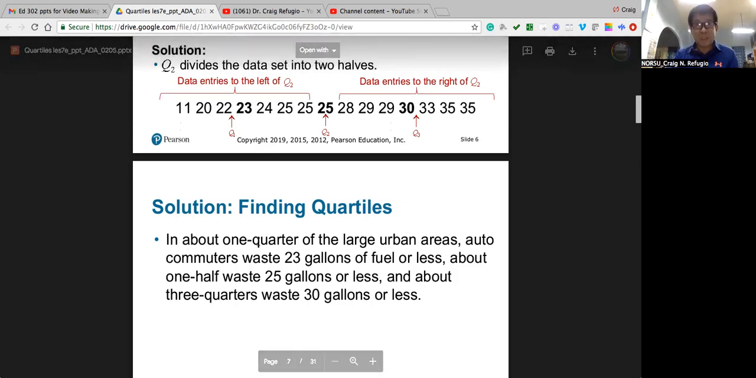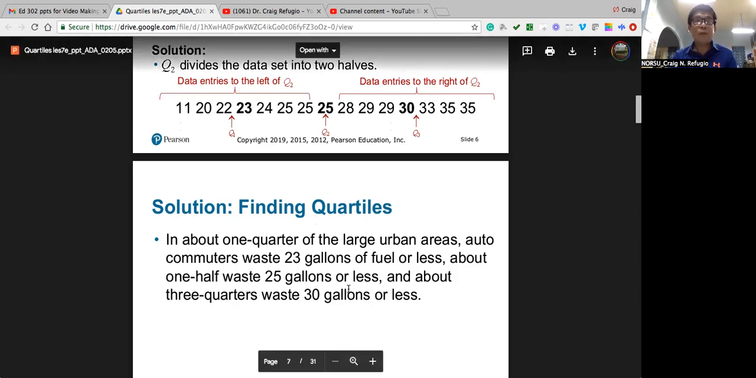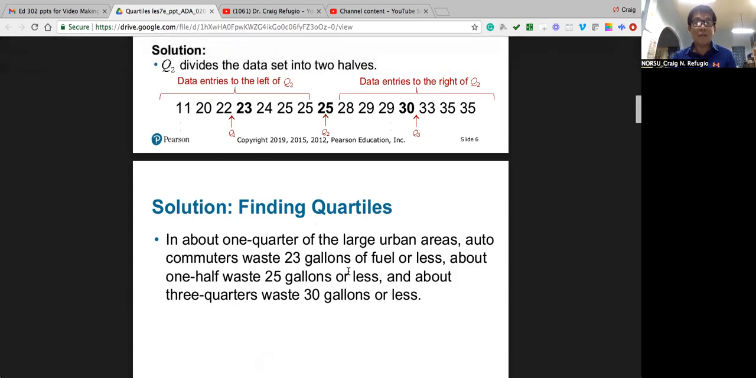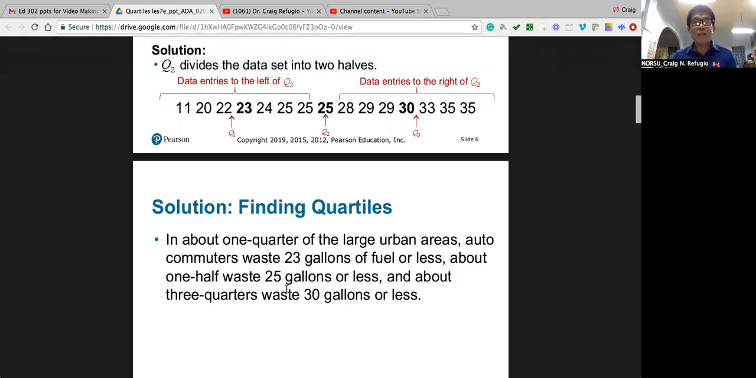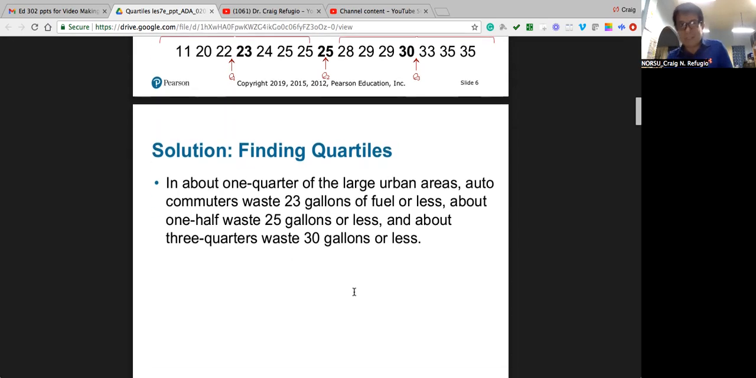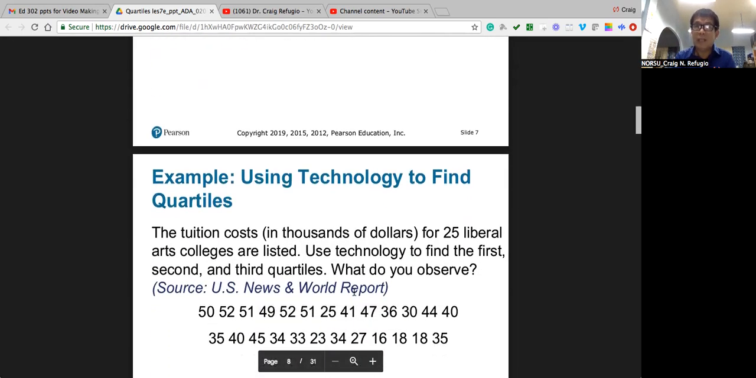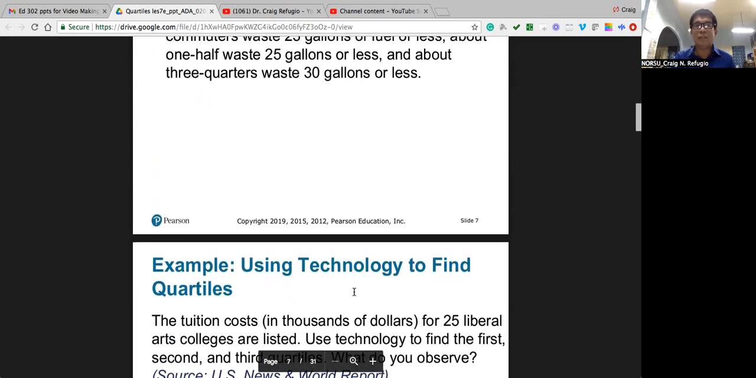So about one quarter, or 25% of the data in urban areas, auto commuters waste 23 gallons of fuel or less. And then about one half, that's 50%, waste 25 gallons or less. And about three quarters, that's 75%. Why 75%? Because each quarter is equal to 25%. So take note of the exact analysis and interpretation of the data.